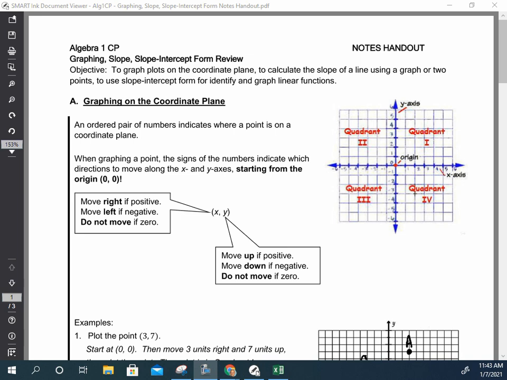So there are three things that we're going to review today. Basic graphing, finding the slope, and slope-intercept form. These are three other things that we did in the first semester, so it should be reviewed.